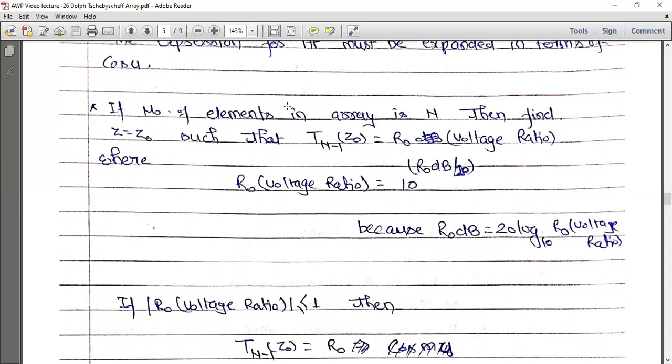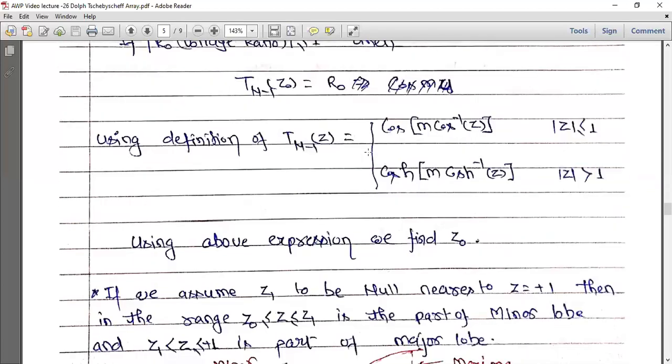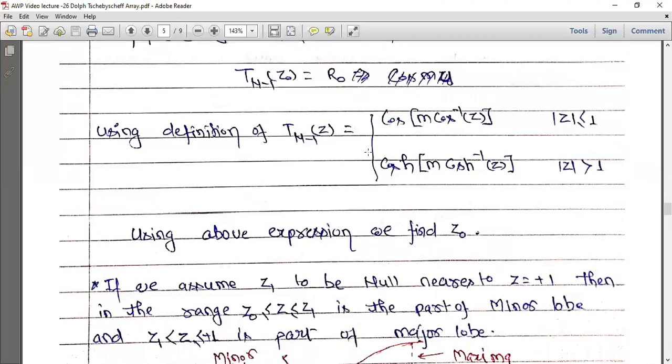Okay, so once you have this R0, first of all you have to convert that R0 into a ratio of powers P major by P minor, and once you have this, you substitute it here as the voltage ratio R0 in Tn minus 1 of Z0. You find the value of Z such that the Chebyshev polynomial with degree 1 less than the number of elements in the antenna array will be equal to R0. You try to find this value of Z. What you get as the value of Z0 will be used later. Yes, this is to solve the equation.